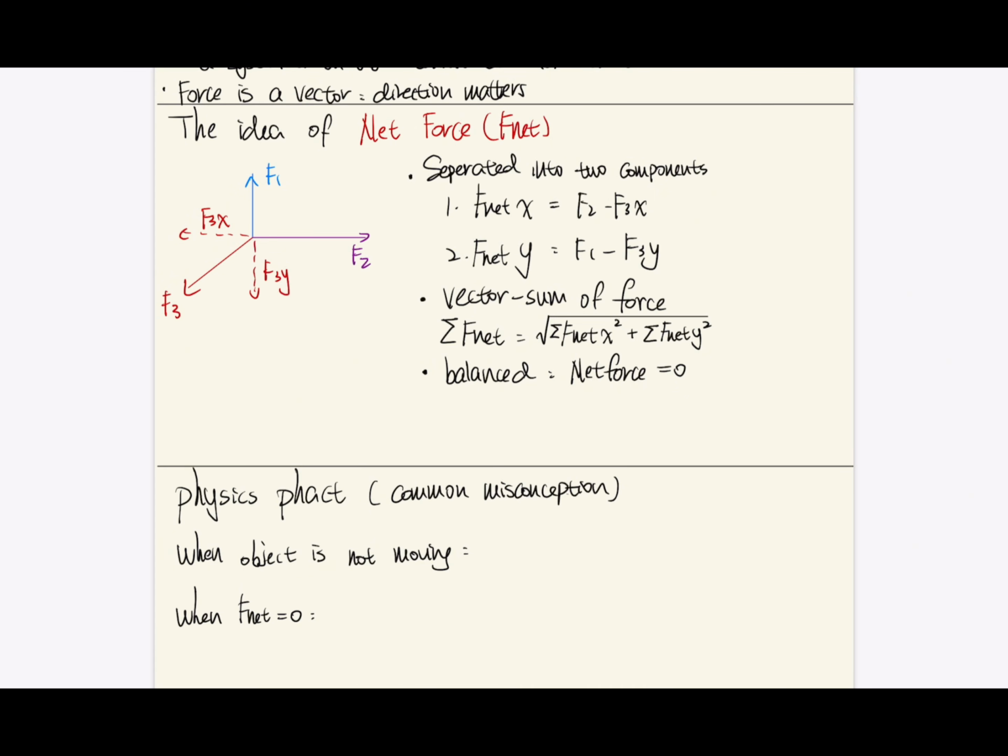When we say it's balanced, it really just means net force is zero, or the forces totally counteract each other. For example, there's a force upward and there's also a force downward. And if they have the same magnitude, then we say it's balanced vertically.